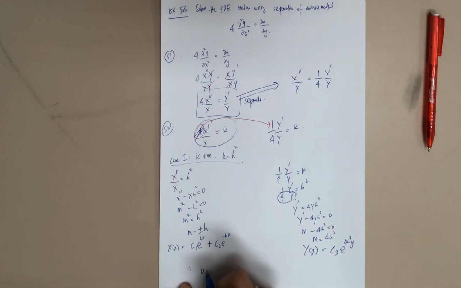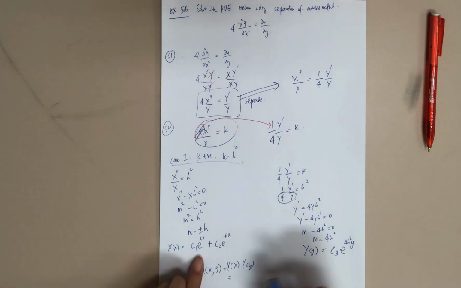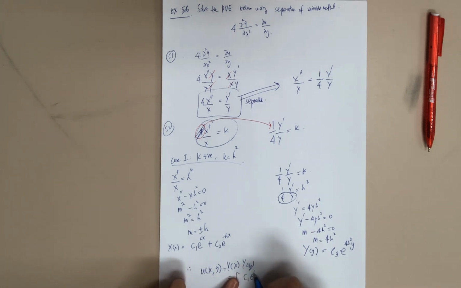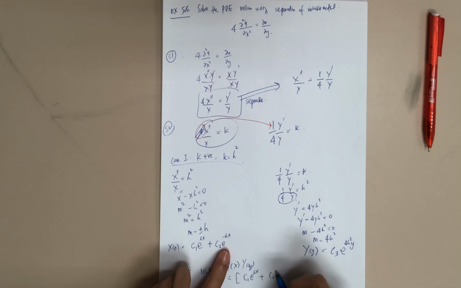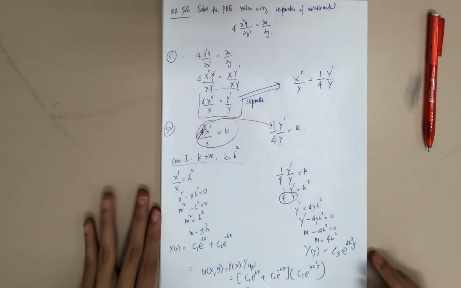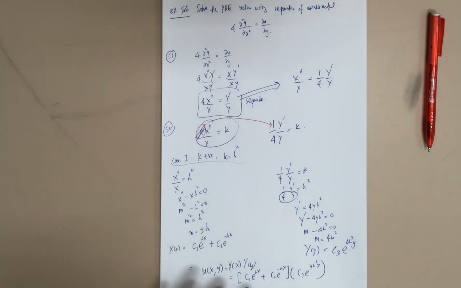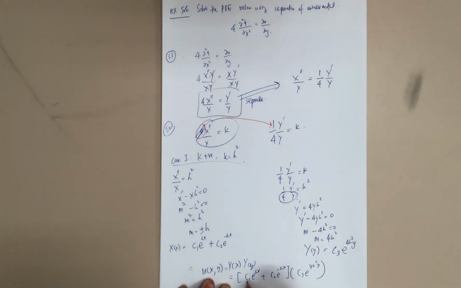Then the solution for this case 1 is equal to, okay, you have C1 e to the lambda x plus C2 e to the negative lambda x, times C3 e to the 4 lambda square y. Okay, and as I showed already in the previous video, you can see that you will multiply C1 e to the lambda x times C3 e to the 4 lambda square y, is it?